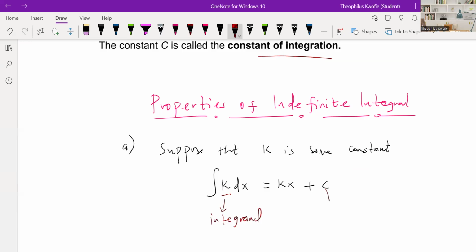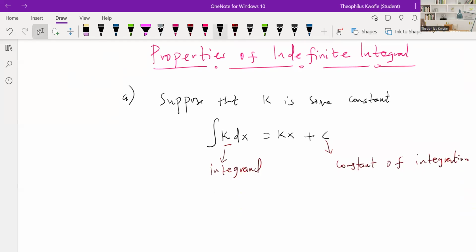And we call c the what? The constant of what? Integration. So please, let's take note of that. Very important. Now let's look at the next property of the indefinite integral.